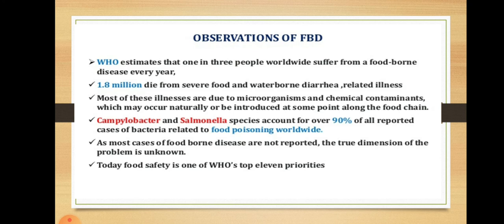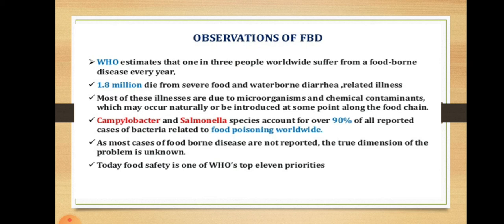World Health Organization estimates that 1 in 3 people worldwide suffer from a foodborne disease every year. 1.8 million die from severe food and waterborne diarrhea related illnesses. Most of these illnesses are due to microorganisms and chemical contaminants, which may occur naturally or be introduced at some point along the food chain.